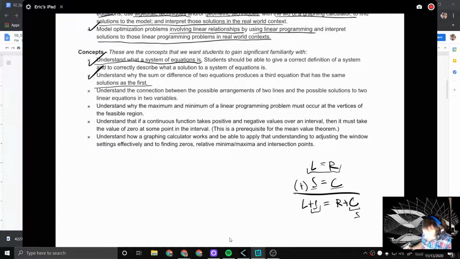Okay. Understand the connection between the possible arrangements of two lines and the possible solutions to two linear equations in two variables. Possible arrangements of two lines. Possible solutions to two linear equations in two variables. So how can two lines lie? How can two linear equations? It's important to realize the correspondence between those. Whenever you have two linear equations, you have two lines. And what are the possibilities with those?